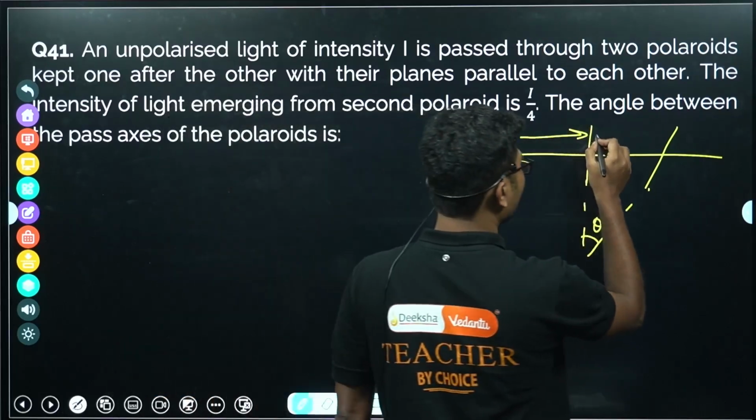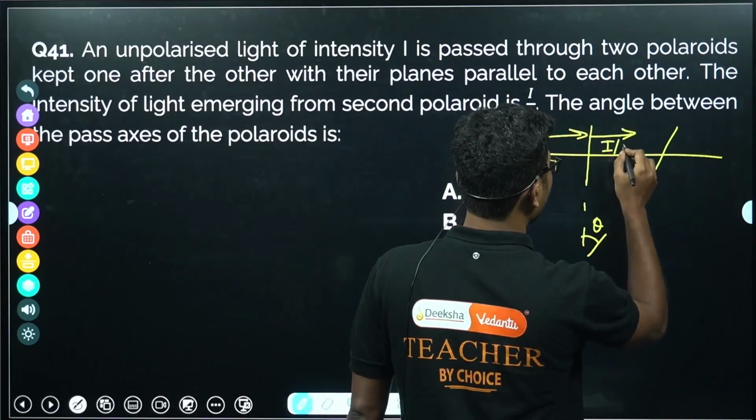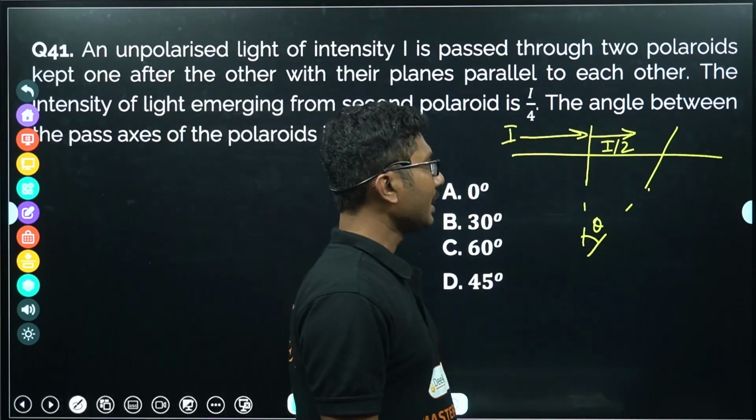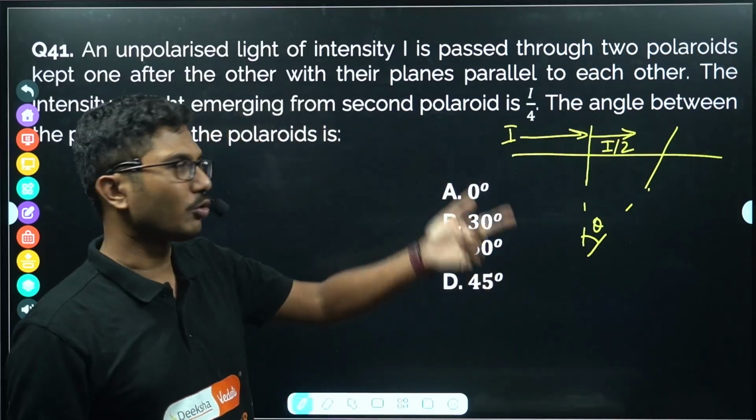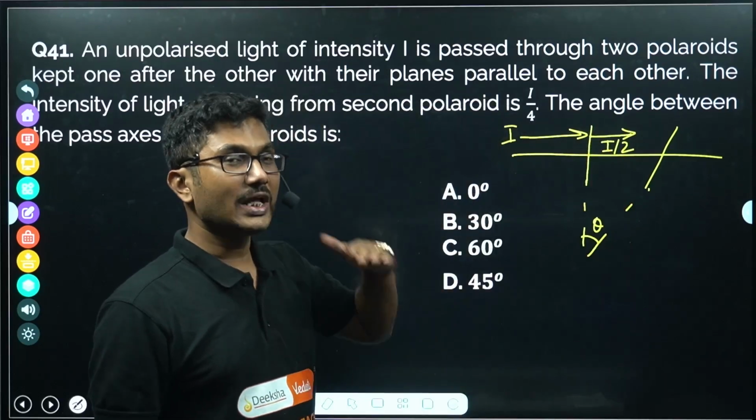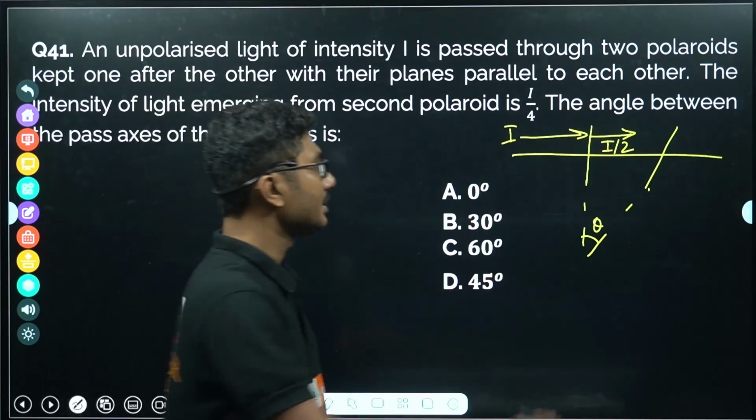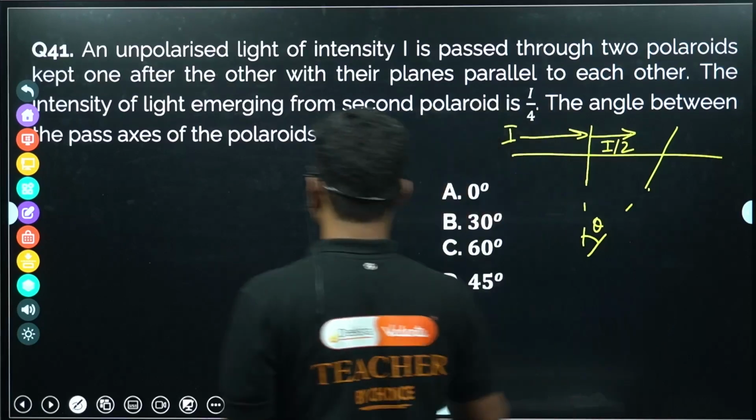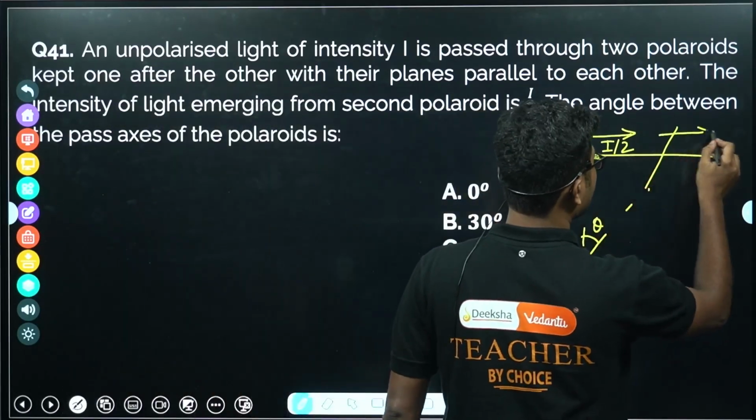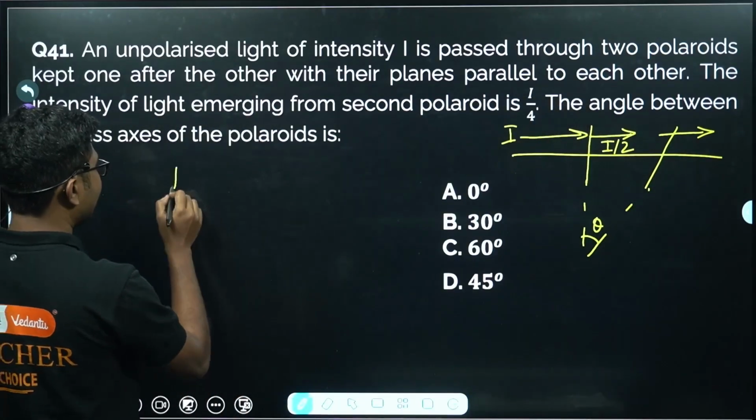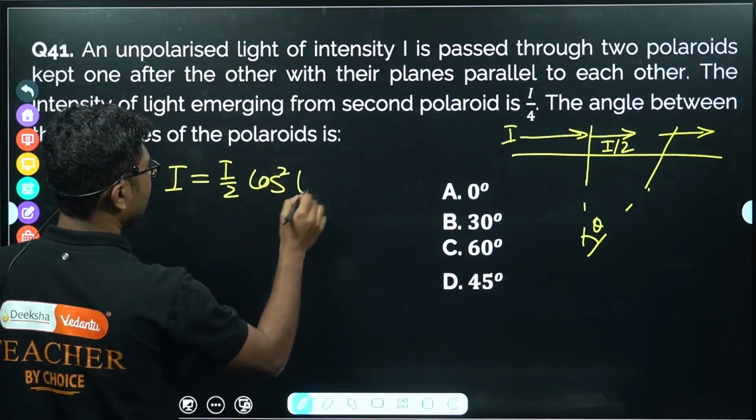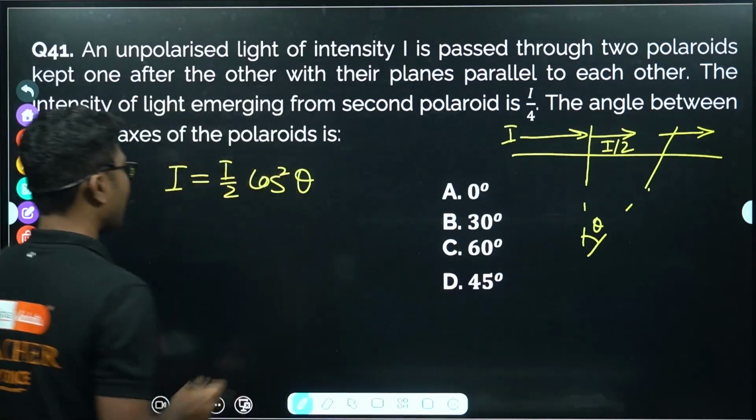After passing through the first Polaroid, we know that the intensity becomes half. If you have not seen our 2024 video, a similar question came in 2024 as well. That was a little bit complicated because there were two more Polaroids, but this is simpler. So first, unpolarized light becomes half the intensity when it is passing through the first Polaroid, this is the polarizer. Now when it is passing through the second polarizer, what happens? Then Malus law kicks in. So Malus law says it will be I by 2 cos square theta, whatever this angle theta is.